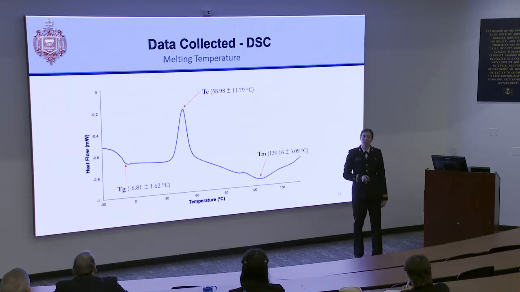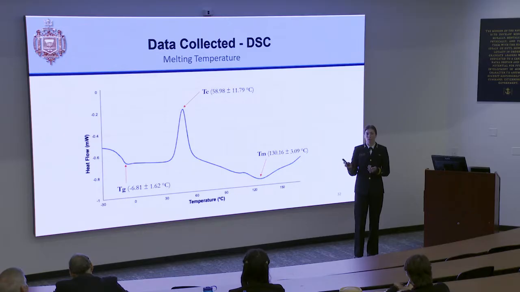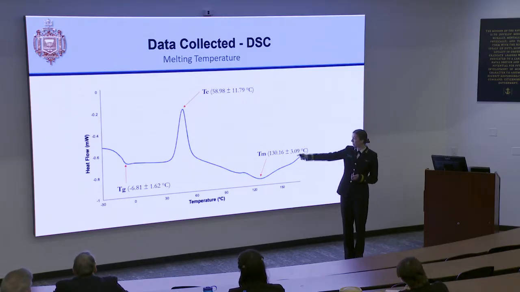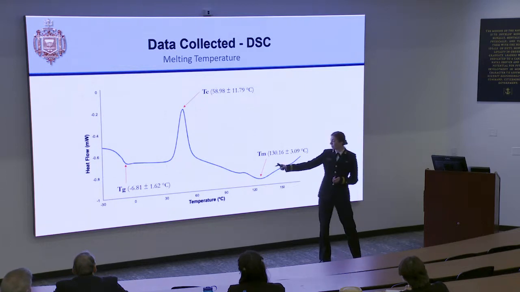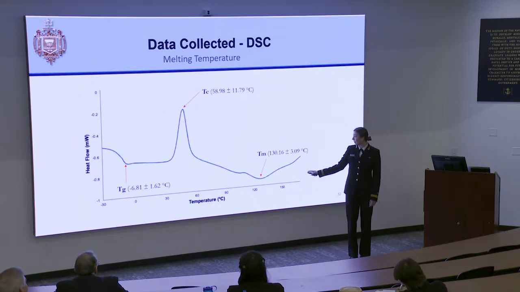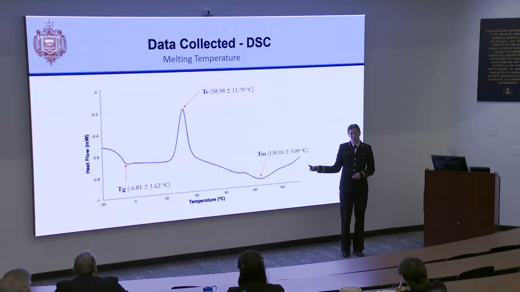Next is differential scanning calorimetry. And so the sample is heated and cooled in 2 cycles. And based on the data, we can look at these 3 peaks to learn about the glass transition temperature, the temperature at which the polymer crystallizes, and then lastly, the temperature at which the polymer melts. So we know when we're printing, we have to exceed 130 degrees Celsius in order to melt and extrude the polymer.